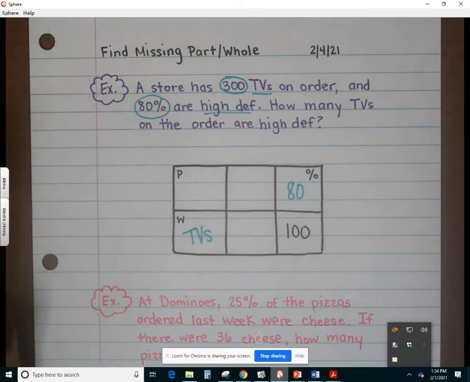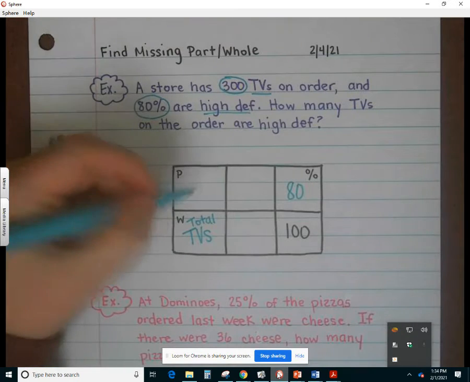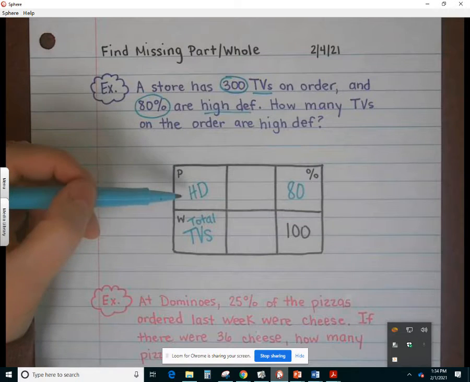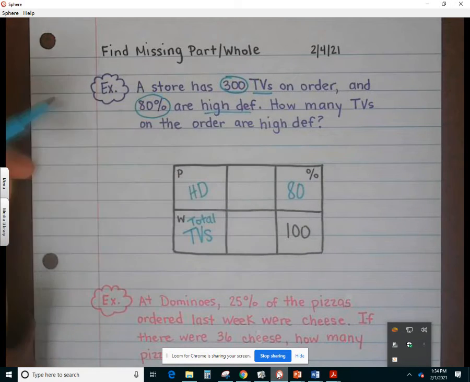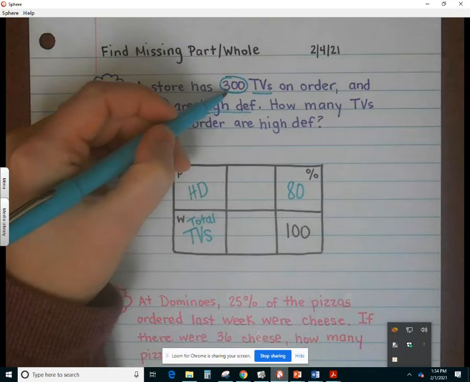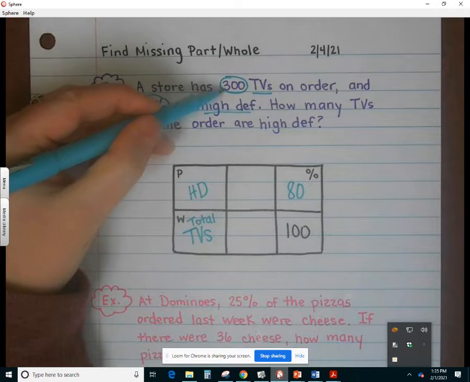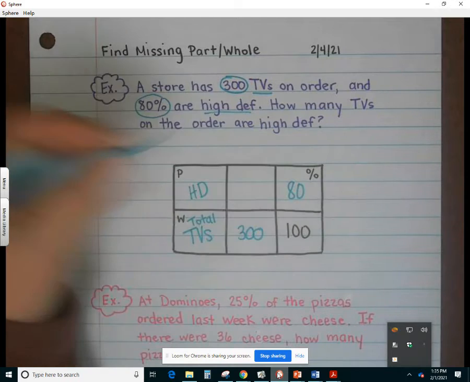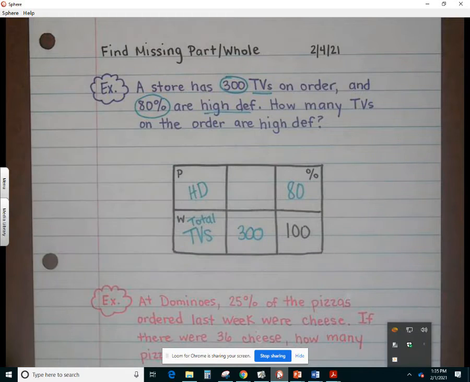I'm going to put TVs, and you could even put total TVs if you wanted to. And then I'm going to put HD for high def because part of the TVs, only 80%, right? Not the whole thing. The whole thing is the 100%. Part of them are HD. And then the 300. So we need to know, does it go on the top or does it go on the bottom? Well, is it 300 HD TVs? No, it's 300 total TVs. And we don't know. It says how many are high def. So we don't know that yet.